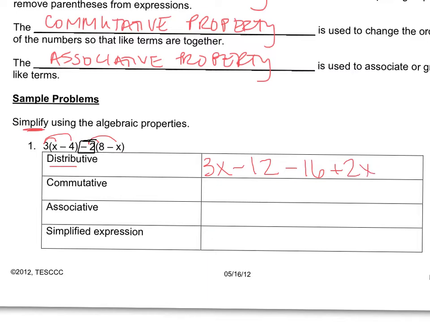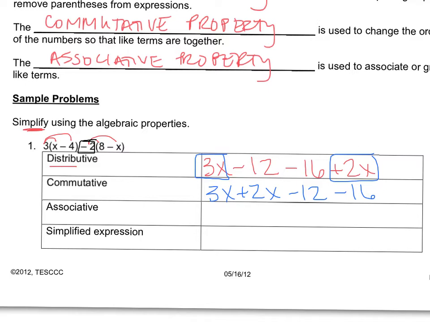So now, commutative, so I need to move things around so that the things that are kind of alike are closer together. So I'm just going to box in my x's here. I have 3x and then I have a positive 2x. So I'm going to move the 3x plus 2x to be close to each other. Now I have negative 12 minus 16. Alright, so now over here I have the x's, over here I have the numbers.